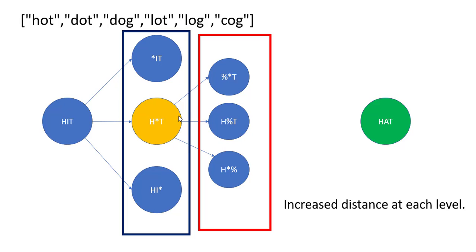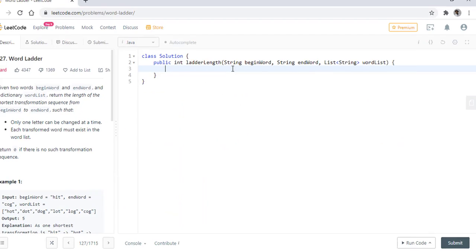Now, at each level we are increasing one distance, so that distance becomes the length of the hops or the distance between the 2 nodes that we need to go through in order to find the end word. Let's see how we can code this using BFS, and in the further videos we will see how we can optimize it. So do watch this video till the end.